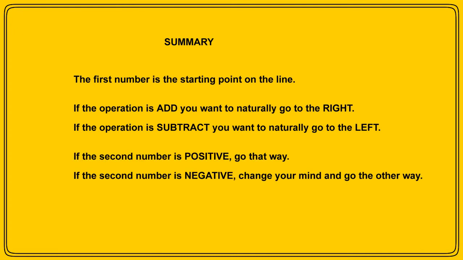If the second number is positive, i.e. male, you go that way. If the second number is negative, i.e. female, you change your mind and go the other way. Now what could be simpler? Finally, just a reminder to keep the multiplication and division calculations completely separate from the addition and subtraction calculations.